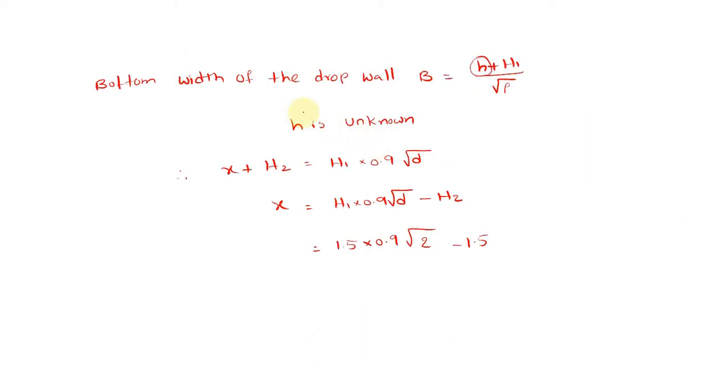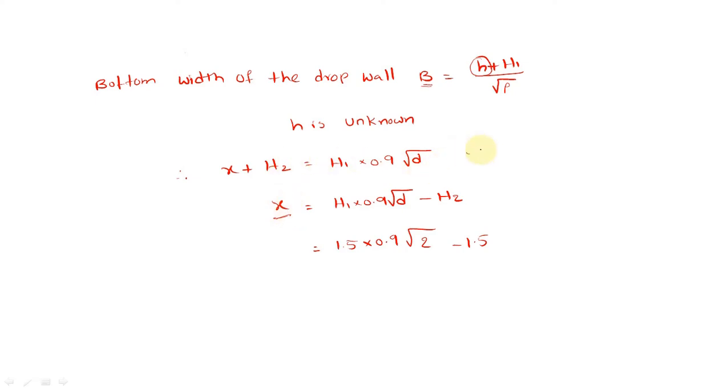Then go to the bottom width B. Here the bottom width B is (h plus h1) by under root rho. But here we don't know the h value, the height of the drop wall. To fix the height of the drop wall, first we have to know the depth of cushion, the x value. Once you know this x value, then we can easily get the height of the drop wall.